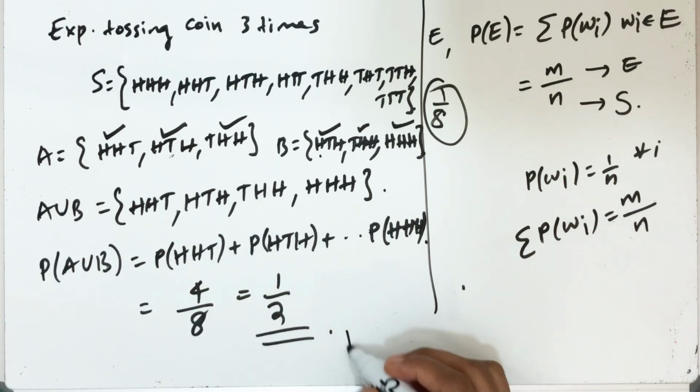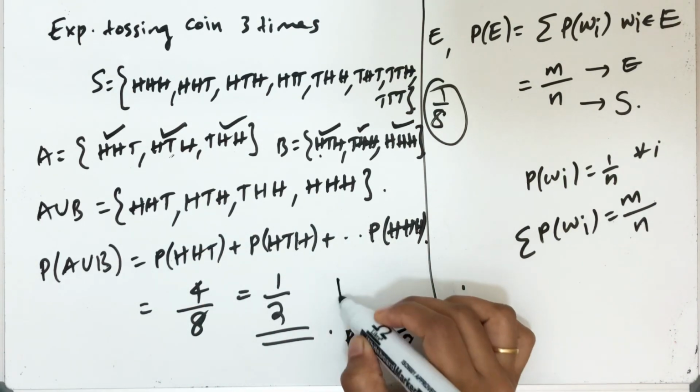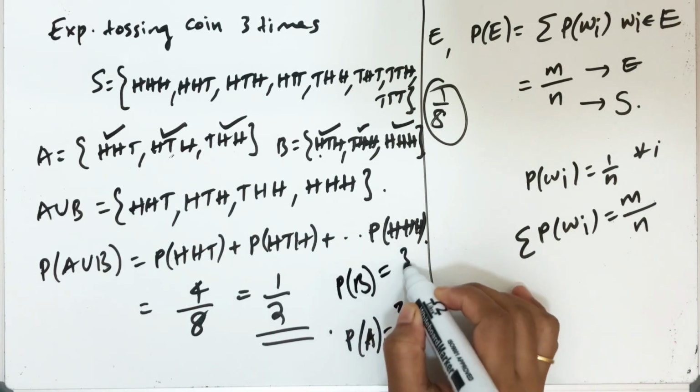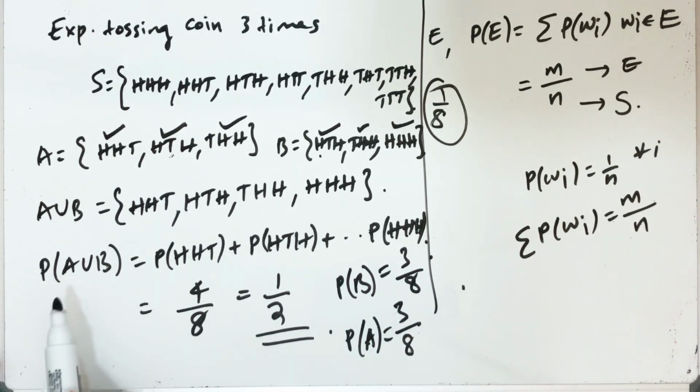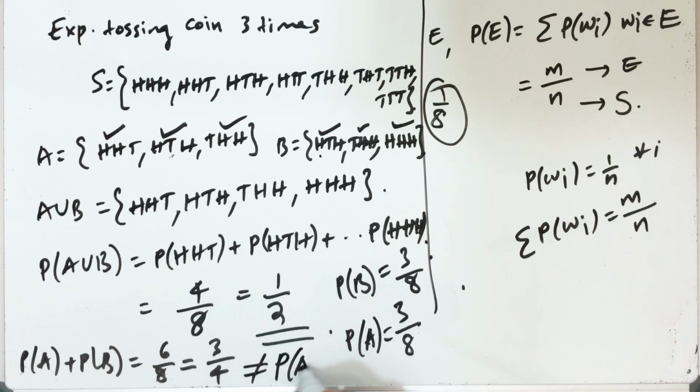And here P of A is equal to 3 elements, 3 by 8. And P of B is also 3 by 8. Is P of A union B equal to P of A plus P of B? See, P of A plus P of B is equal to 3 by 8 plus 3 by 8, that is 6 by 8, that is equal to 3 by 4. That is 0.75 here, but here it is 0.5. That is not equal to P of A union B.